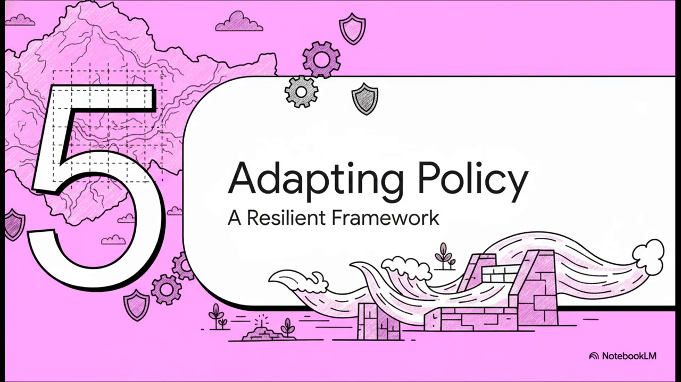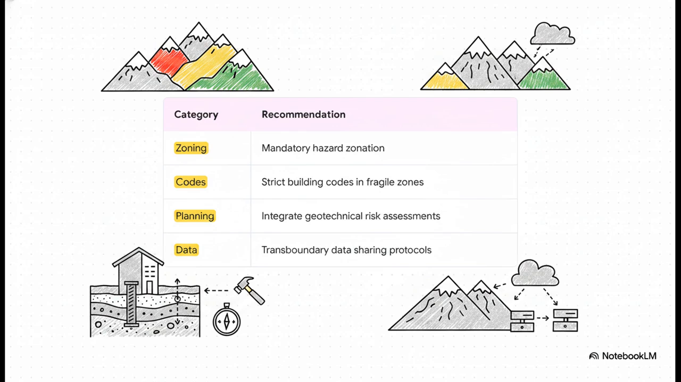Of course, these site-specific engineering fixes must be supported by a larger framework of adaptive infrastructure planning and regional policy. The policy recommendations are clear. First, mandatory hazard zonation is needed for risk-informed land use. Second, we need strict enforcement of building codes in these zones. Third, geotechnical risk assessments must be integrated into all development projects from the outset. And finally, because this is a transboundary issue, we need protocols for sharing hydrometeorological and geological data across borders.